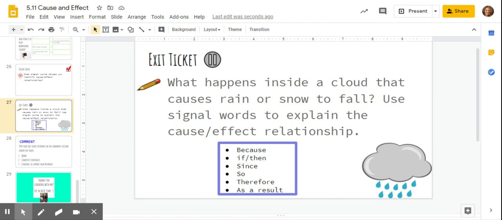It says, what happens inside a cloud that causes rain or snow to fall? Use signal words to explain the cause-effect relationship. Pause this video, record your response.